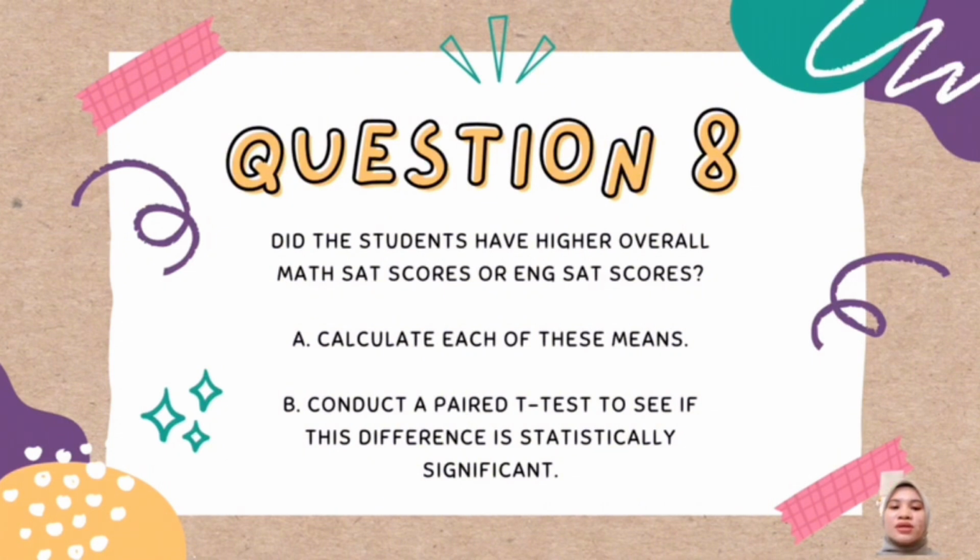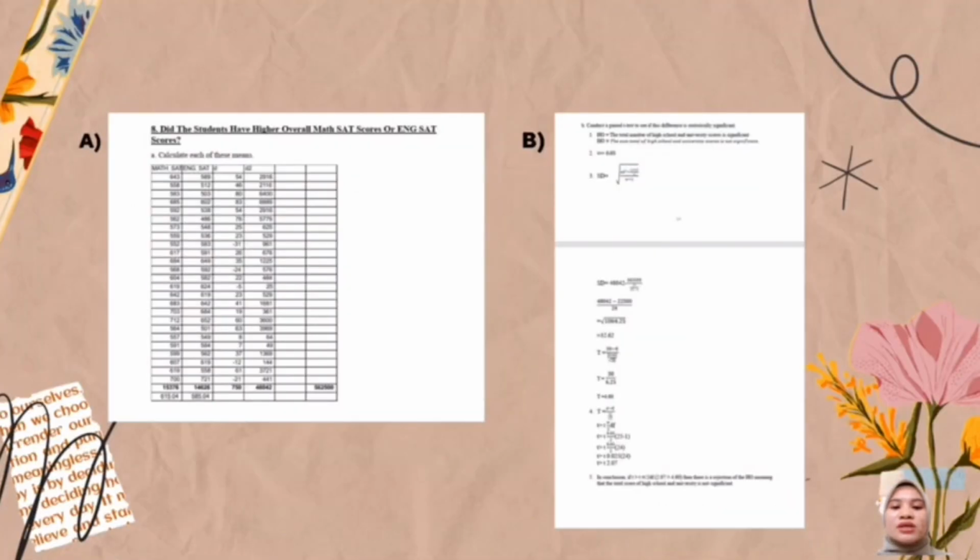Then the second question that I have is question 8. The question is, did the students have a higher overall math SAT score or English SAT score? Question 8 has two parts, which are question A and B. Question A is to calculate each of these means. The mean is the sum of the value of each observation in a data set divided by the number of observations. This is also known as the arithmetic average. We calculate using the formula given.